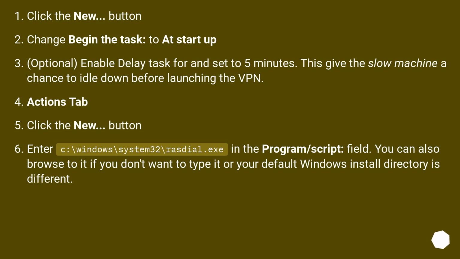Actions tab. Click the New button. Enter C:\Windows\System32\rasdial.exe in the Program/Script field. You can also browse to it if you don't want to type it or your default Windows install directory is different.